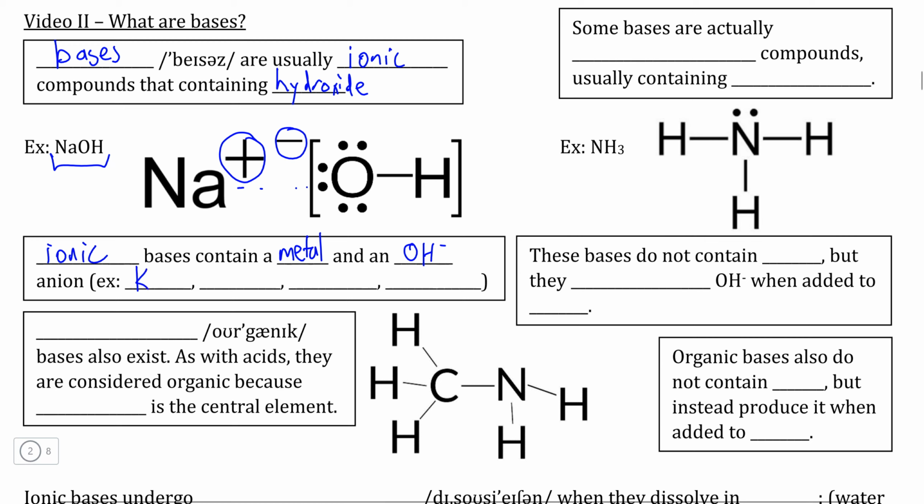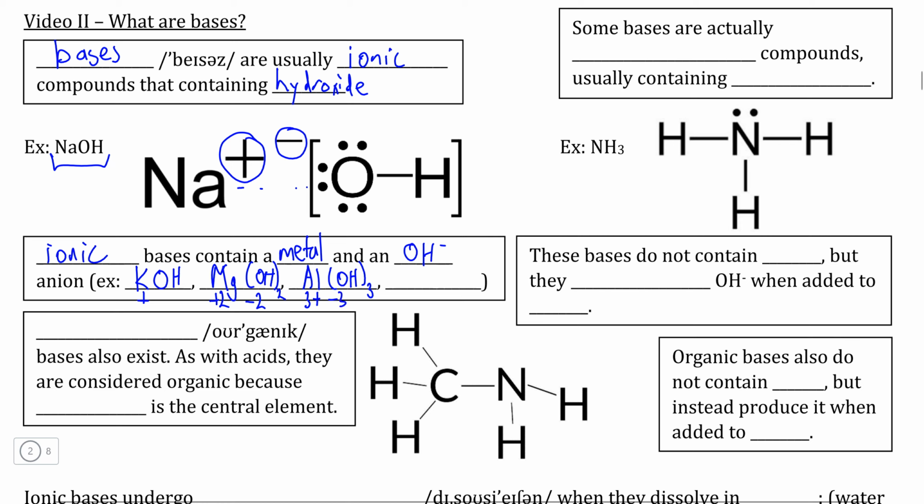For example, another common metallic base is potassium hydroxide. Because potassium has a positive 1 charge, it will only have 1 hydroxide ion. Another example would be magnesium hydroxide, but because magnesium has a positive 2 charge, that means that it needs 2 hydroxide for a negative 2 charge to cancel out the positive charge. Another example would be aluminum hydroxide, which again, if we follow the pattern, aluminum has a positive 3 charge, meaning that it requires 3 hydroxide in order to cancel out the positive 3 charge.